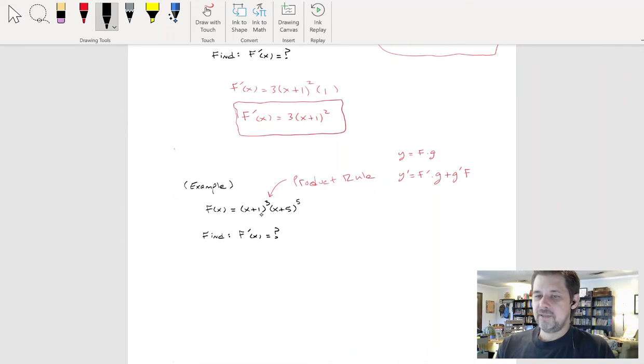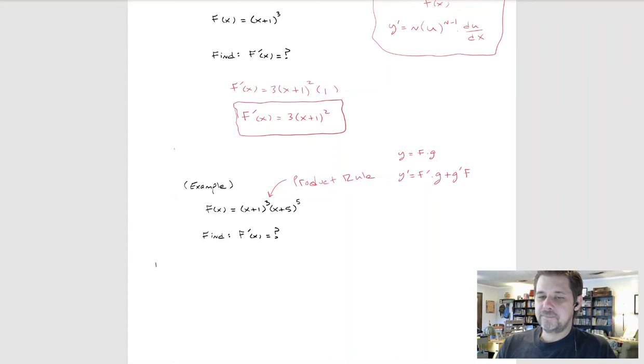So f of x is here. I want to find f prime. So here's f prime. Derivative by the product rule of the first times the second plus the derivative of the second times the first. The derivative of that first function is 3 times x plus 1 squared, times the second function, x plus 5 to the fifth power. So that's f prime times g. That's the first part of the product rule.